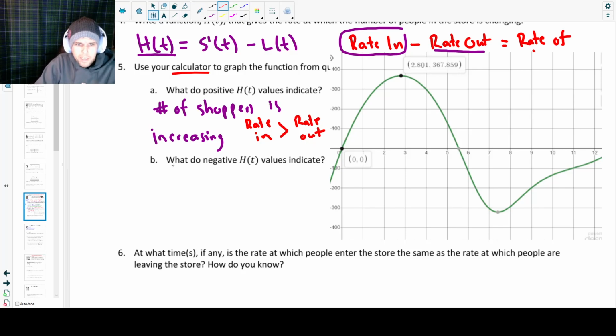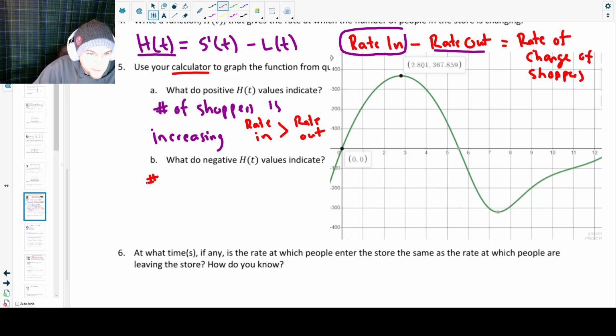Okay, part B, what do negative h of t values indicate? So down here we have some negative values for our function. What does that represent? Again, the rate of change of our shoppers. So when we have negative values, that means that the number of shoppers in the store is decreasing during this time period. Another interpretation would be, when we do this subtraction, the way that we're going to get a negative value is if the rate out is the larger value. So we have more people exiting the store compared to entering the store, thus a negative rate of change.